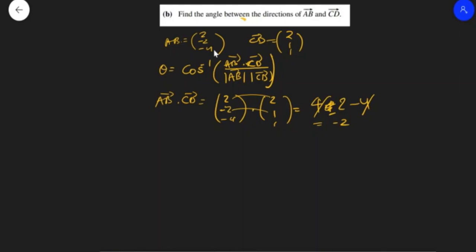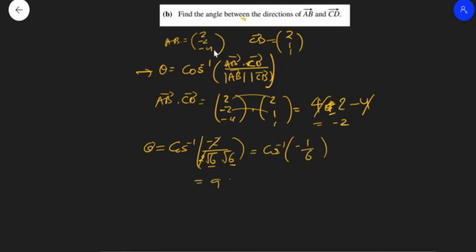Alright, now we have everything. We can substitute in this formula. So theta will be cos inverse of AB dot CD, which came out to be minus 2, over the magnitude of AB, which was 2 square root 6, and the magnitude of CD, which was square root 6. 2 and 2 will cancel out. These two square root 6 will give us complete 6. So it becomes cos inverse of minus 1 over 6. And the angle comes out to be 99.6 degrees between the two vectors.